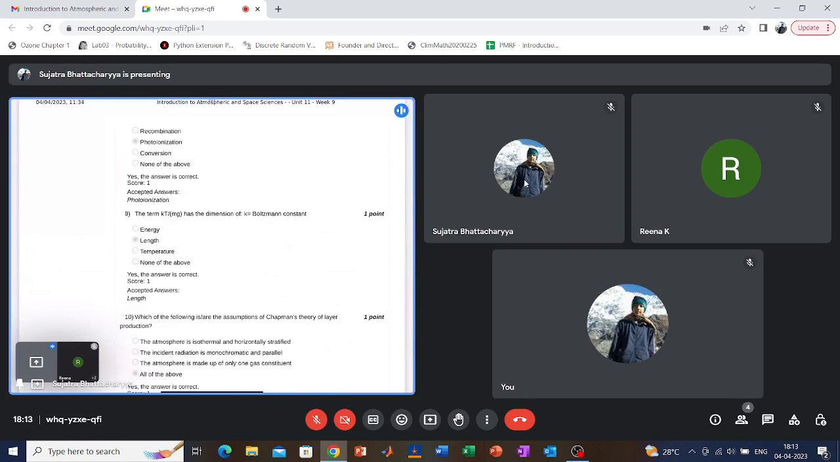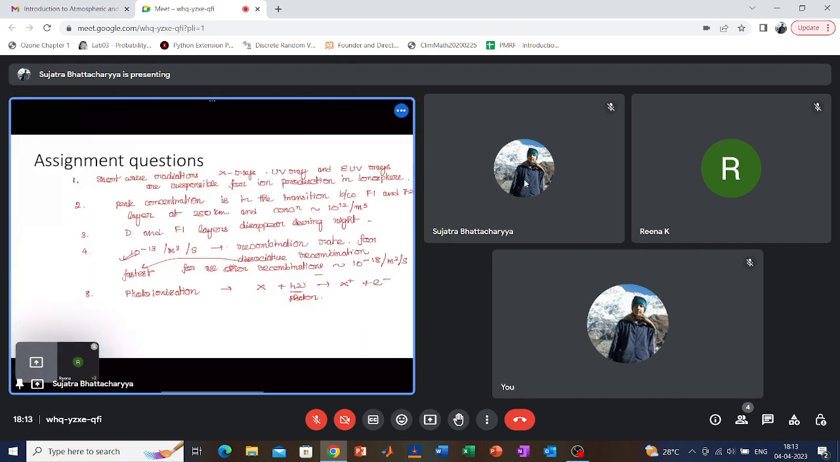The term kT by mg has the dimension of energy, length, temperature, and none of the above. See, this kT by mg, if you see it properly, is actually nothing but the scale height, which we generally write as RT by g. Okay, so this R is the specific gas constant, remember, specific gas constant.